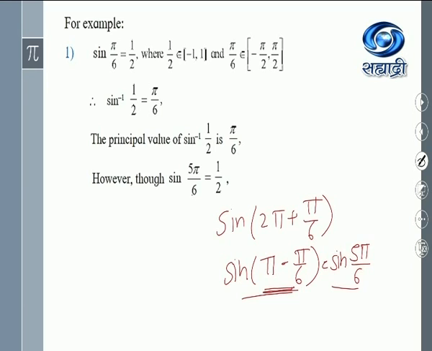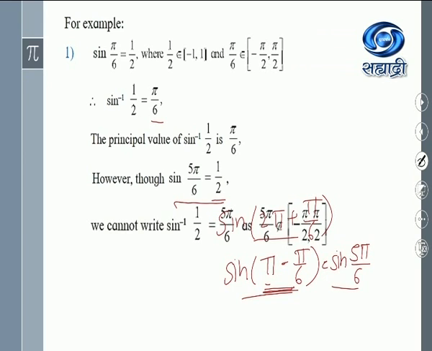This is in the second quadrant. Therefore, in the second quadrant, sine remains sine because of pi, and it is positive. Therefore, sine of pi minus pi by 6 is the same as sine of 5 pi by 6, which is the same as sine of pi by 6. So here we got the same answer, that is 1 upon 2. What about this? This also will give you the same answer. But we are not considering this as the principal value.